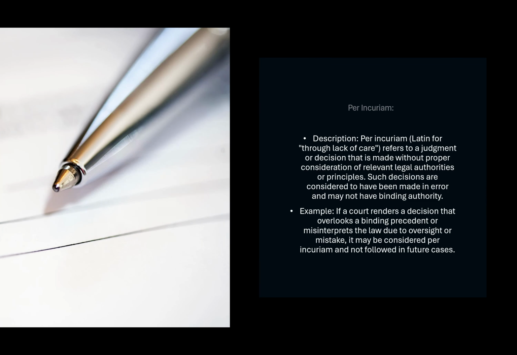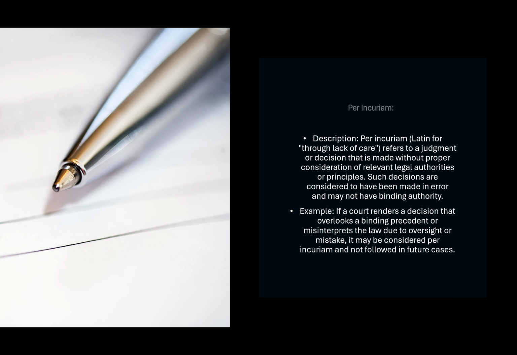Alright? Per incuriam is the last of these terms. It's Latin for through lack of care. It refers to judgments or decisions that are made without proper consideration of relevant legal authorities or principles. Such decisions are considered to have been made in error and may not have binding authority. So for example, if a court renders a decision that overlooks a binding precedent or misinterprets the law due to oversight or mistake, it may be considered per incuriam and not followed in future cases.